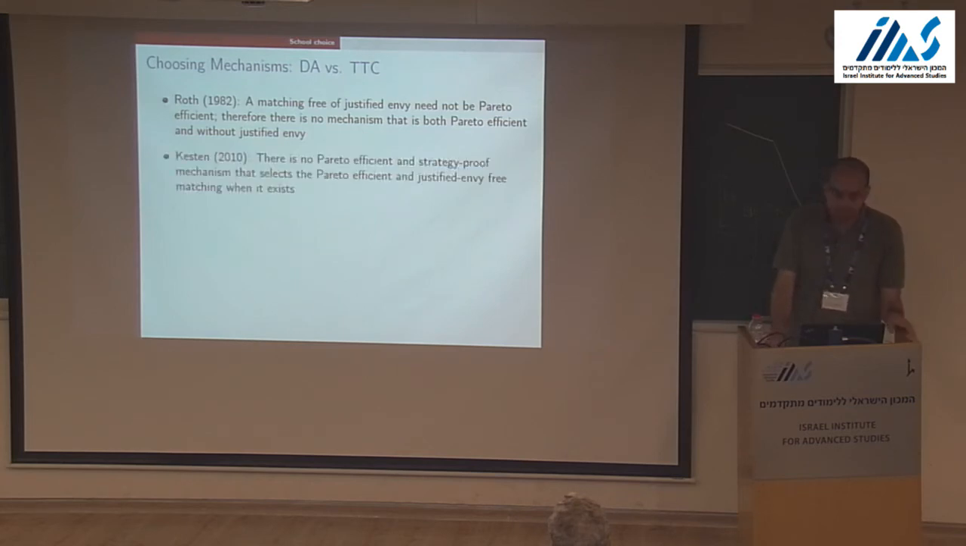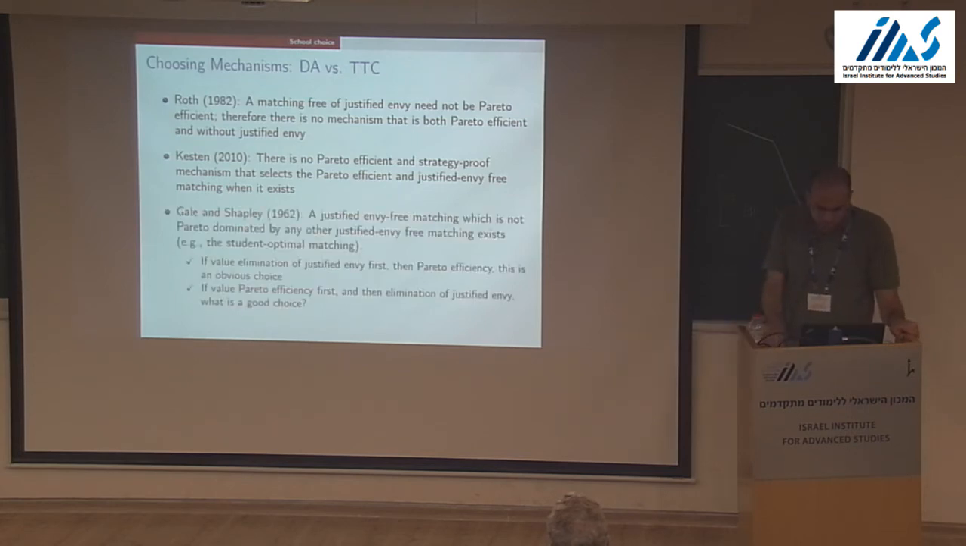So you could ask for something a little bit less demanding. Can I find a mechanism that is strategy proof, that selects an outcome that is Pareto efficient and free of justified envy, if that happens to exist? Okay, so we know that doesn't always exist, but suppose we're in an economy where that exists, is there a way to get there? And what Kesten shows is no, there's no strategy proof way to get there.